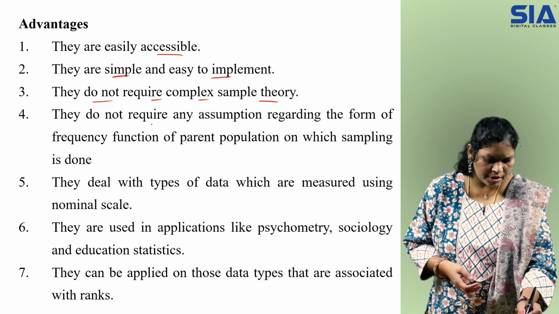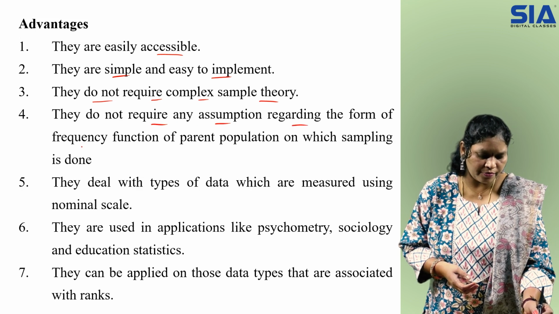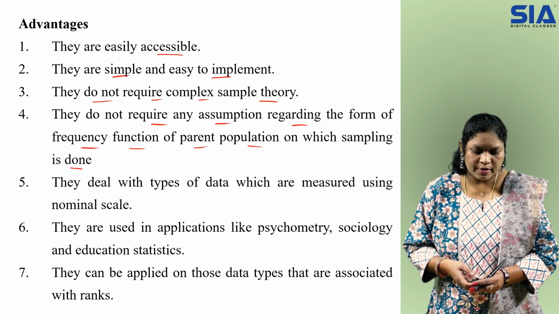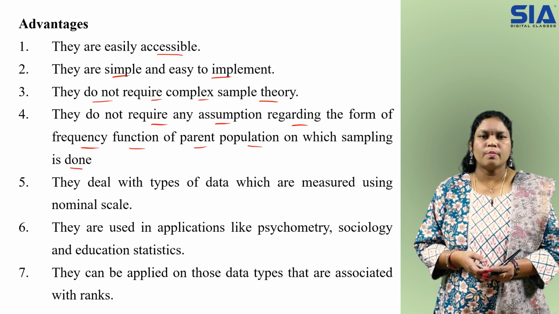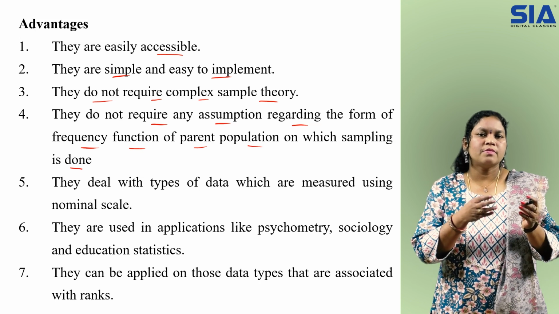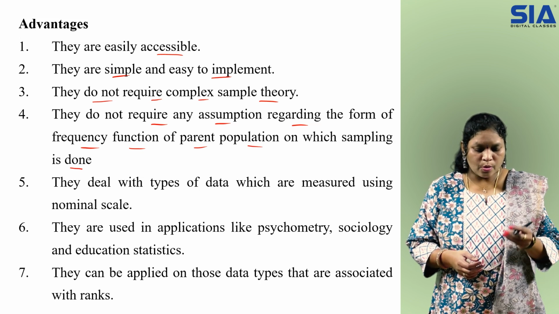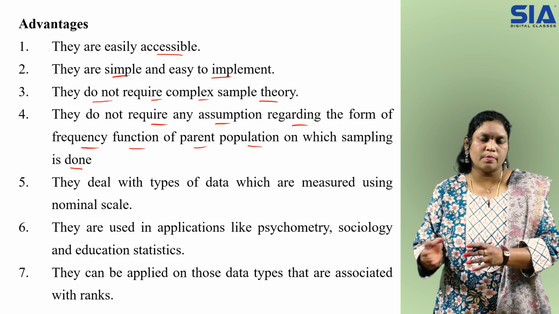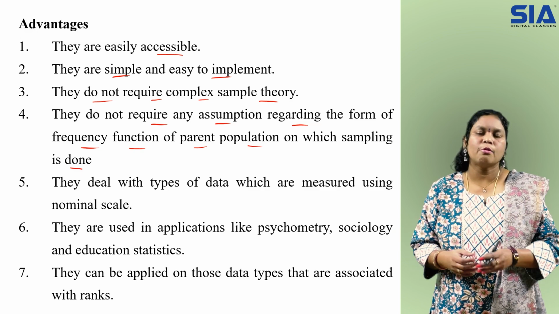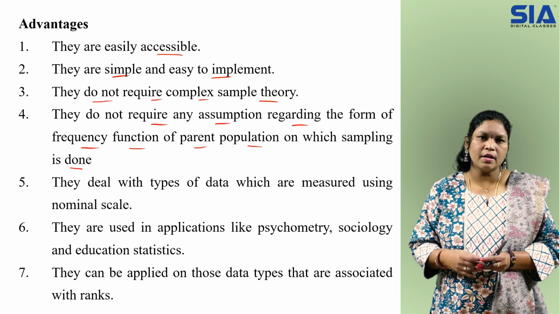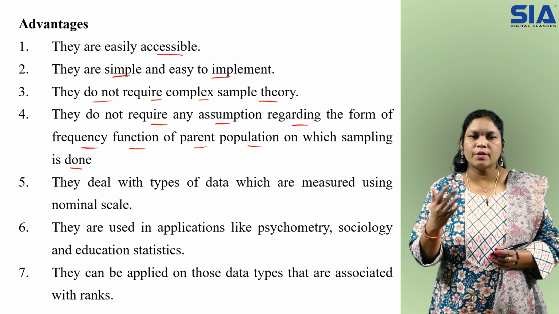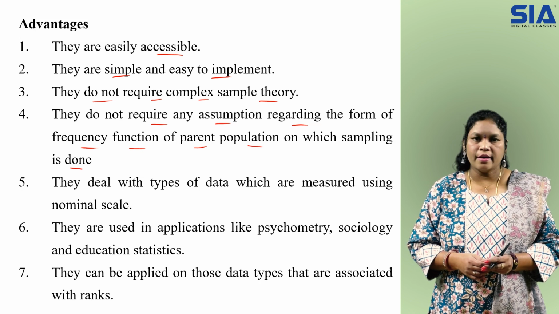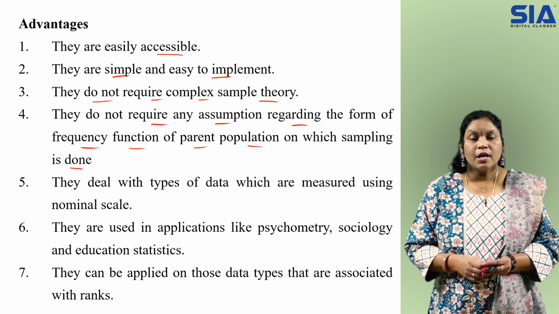Next, they do not require any assumption regarding the form of the frequency function of the parent population on which sampling is done. Whatever parent population we are considering, the population from which we draw the data, there is no particular assumption for that data, like it should come from the normal population, or that we have to implement binomial. There are no conditions for the parent population, and for whatever sample we draw from it, there will be no conditions. So that is your fourth point.